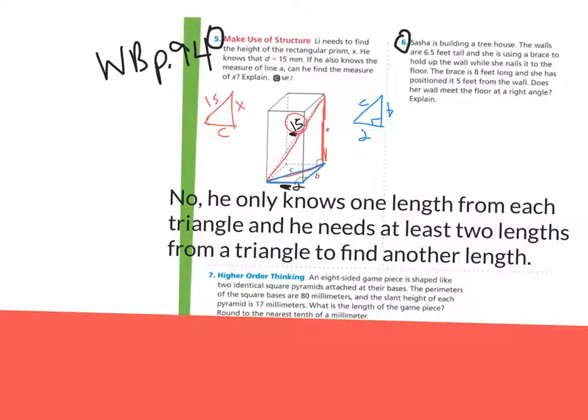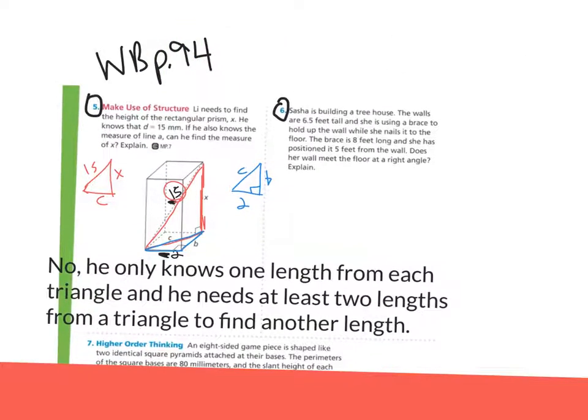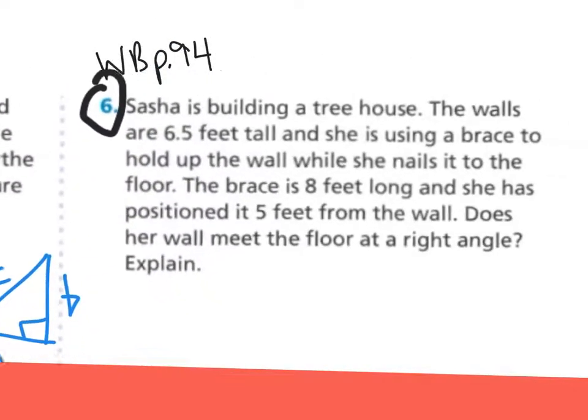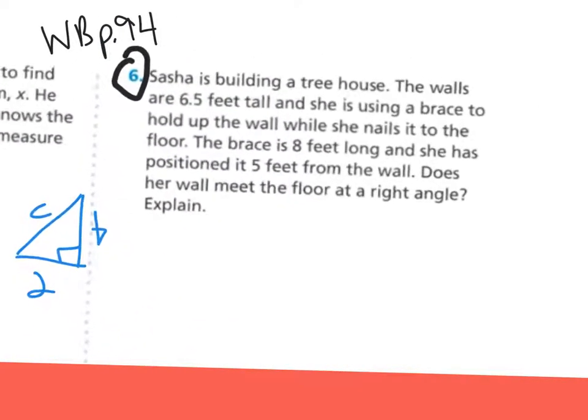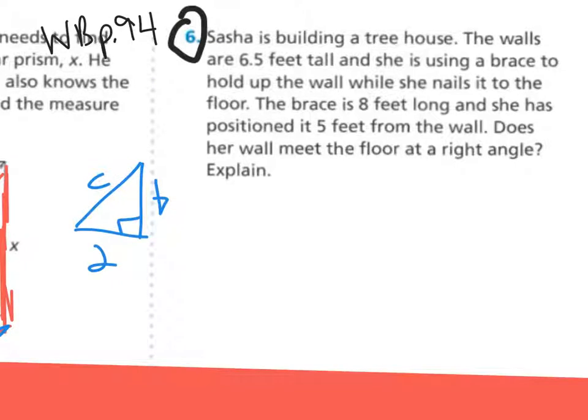If we look at number 6, Sasha is building a treehouse. The walls are 6.5 feet tall. She is using a brace to hold up the wall while she nails it to the floor. The brace is 8 feet long, and she has positioned it 5 feet from the wall. Does her wall meet the floor at a right angle, and explain?